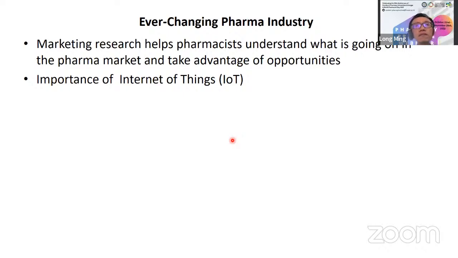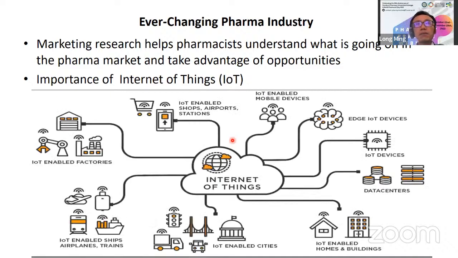As you know, the pharma industry is very fast-paced and keeps changing. The latest trend is we are talking about how to integrate IoT, Internet of Things. What is IoT in our pharmaceutical marketing? The things or technology applications that involve the use of IT or internet are commonly termed as IoT.